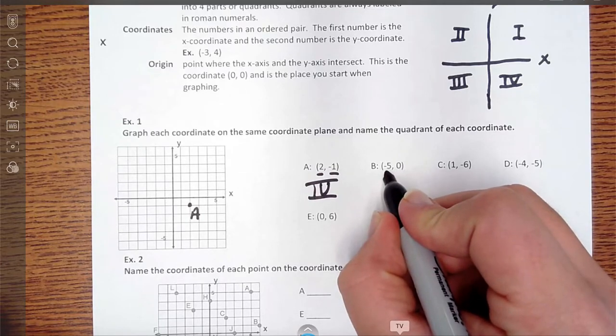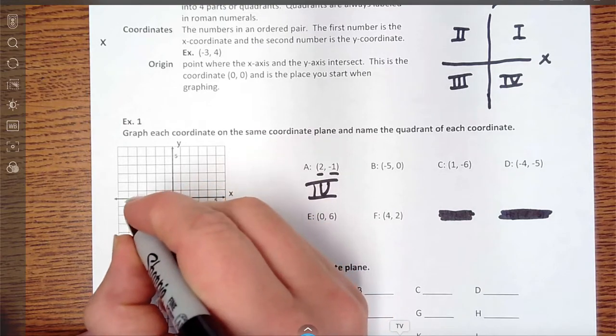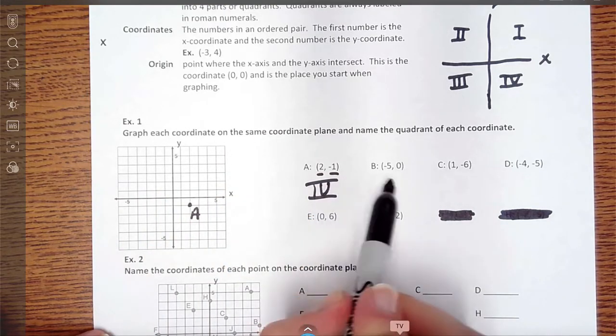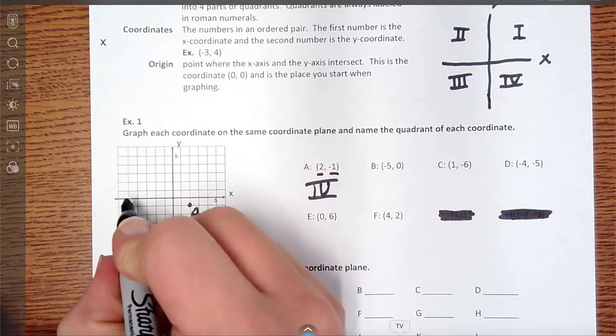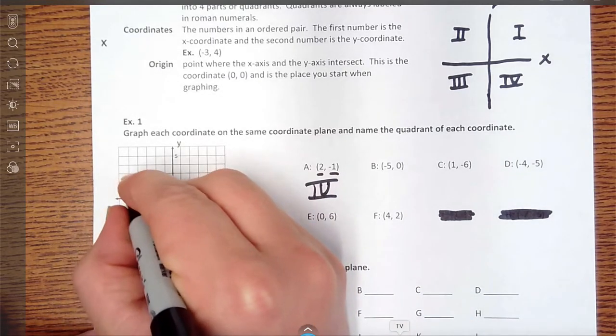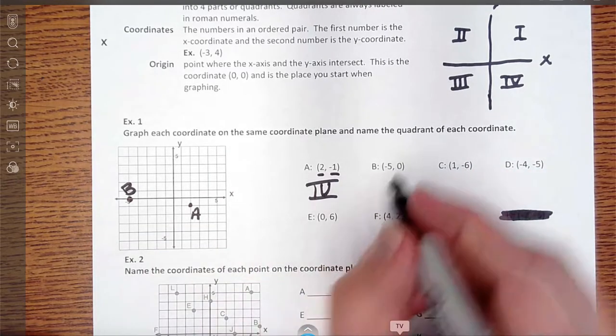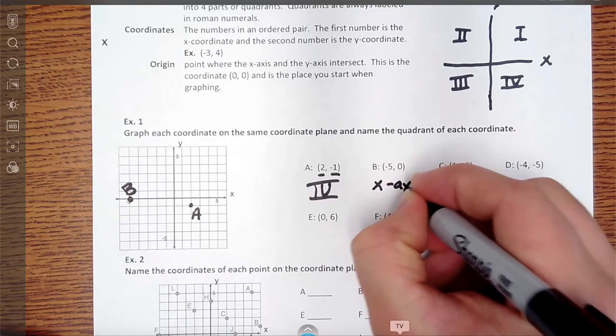Next one, (-5, 0). So I go left and right, -5. Negatives are to the left: 1, 2, 3, 4, 5. And then up and down is 0, so I don't go up and down. I just put it right on the axis there, and that is point B. That's not in a quadrant, actually. It's on the x-axis.